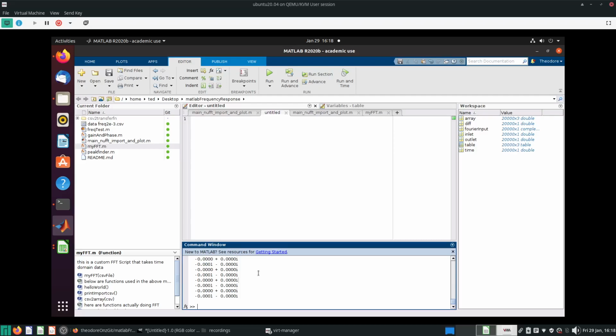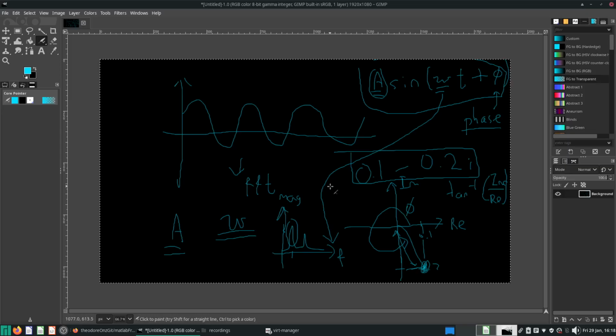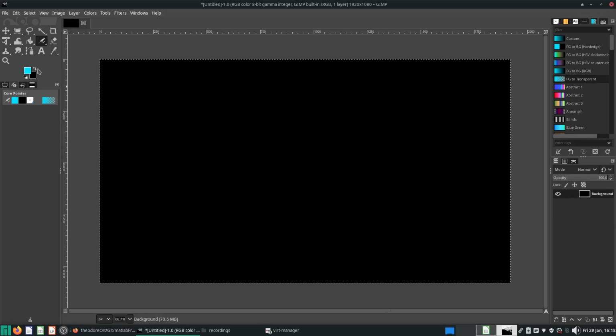The question is, what then are your frequencies? You have your phase, which is the angle here, and the amplitude, which is described by the length of the complex number. What are the frequencies? Omega equals 2 pi f, just a reminder for you.